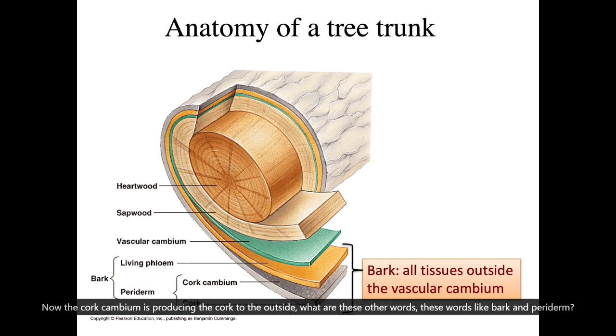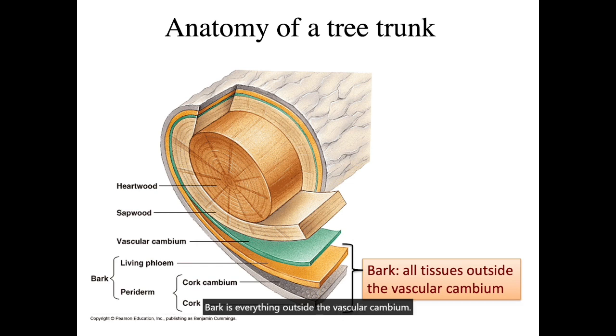What are these other words, these words like bark and periderm? Well, periderm is simply the cork cambium and the cork, and bark is everything outside the vascular cambium. Bark is everything outside the vascular cambium.